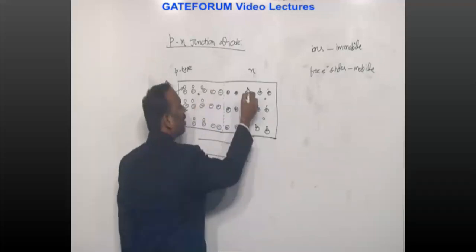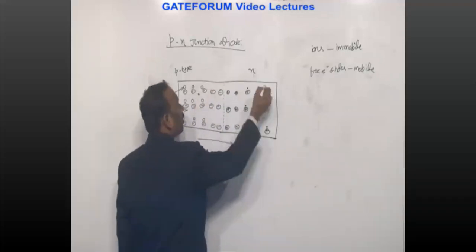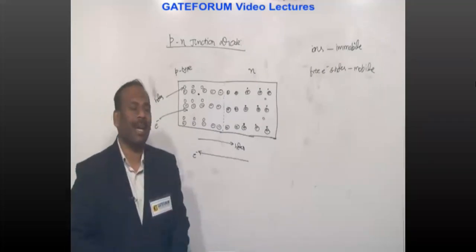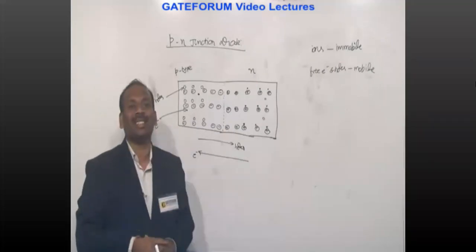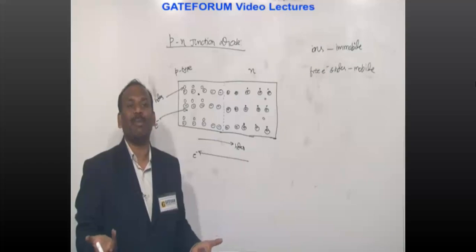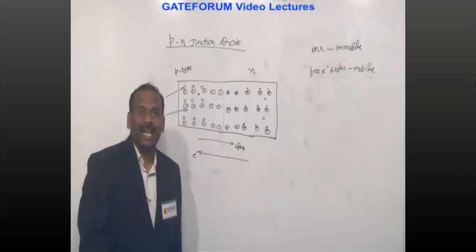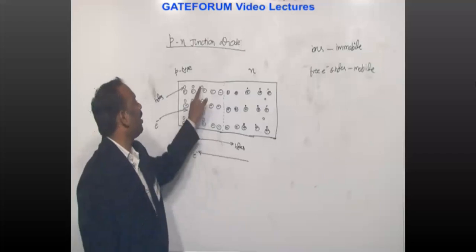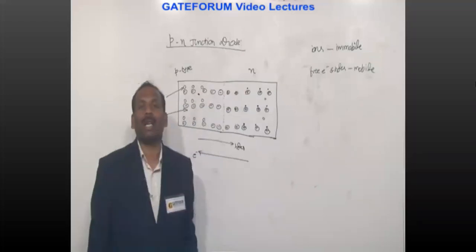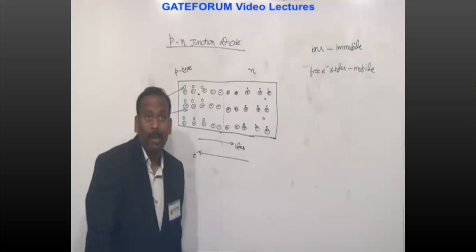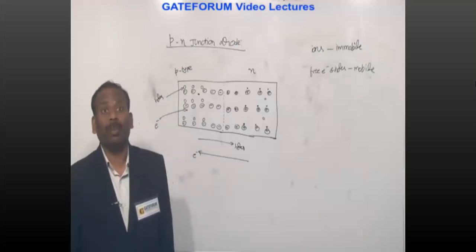Next, this will recombine with this one, this will recombine with this one, and this recombines with this one. If all the electrons and all the holes are recombined, what is left over is only ions. What is the use of ions? They are immobile. There is no use. That means it's not happening. This electron-hole will not come and recombine with this one. That means after a certain time, the diffusion will be stopped.